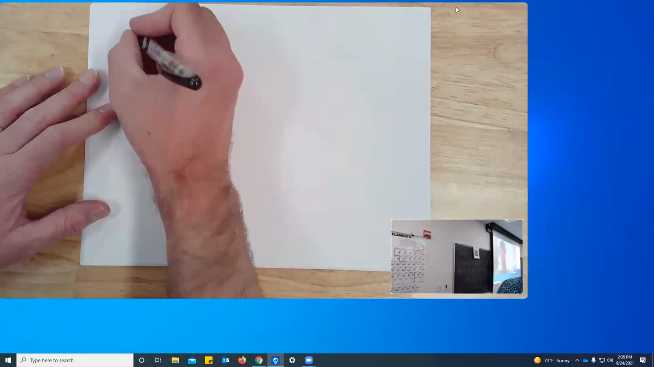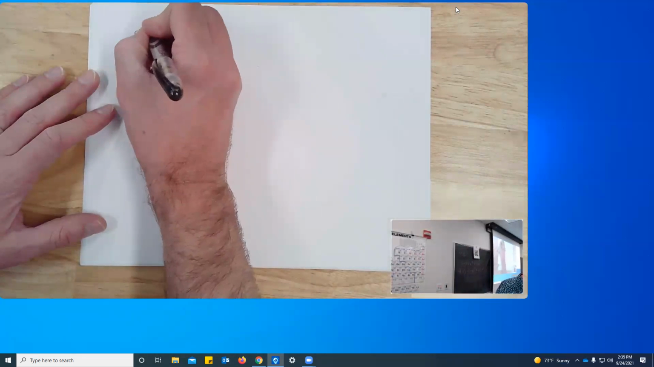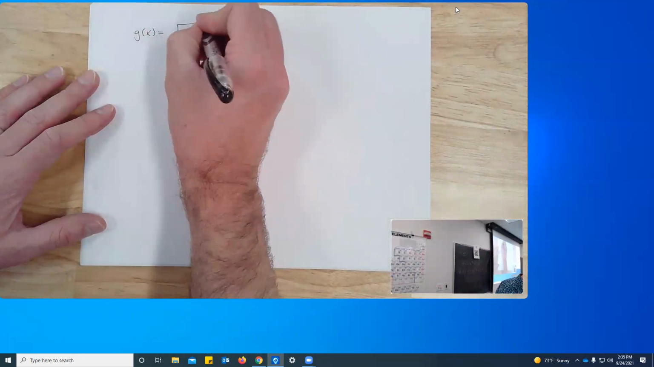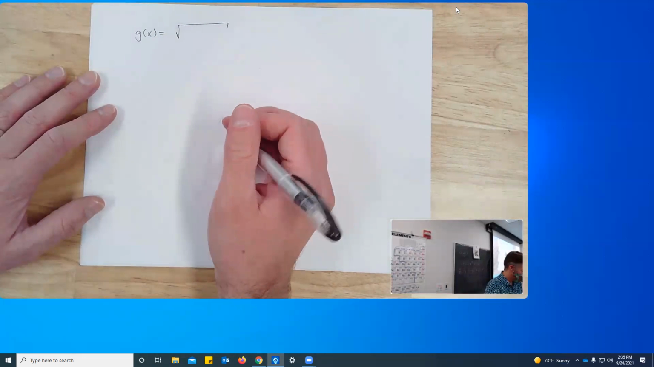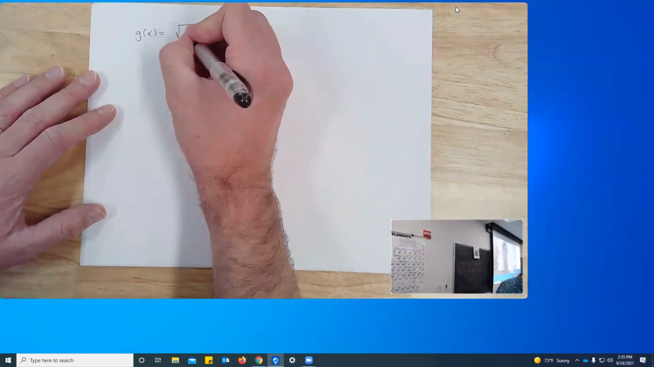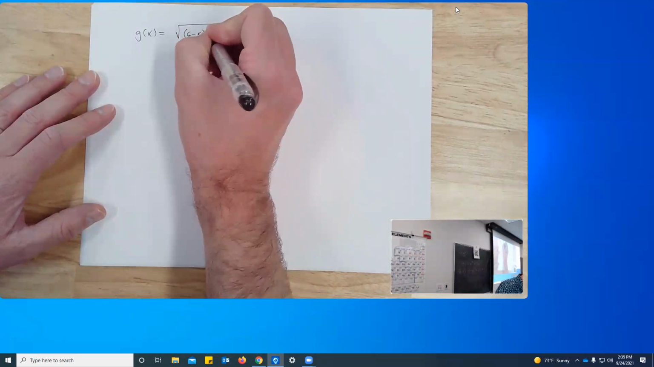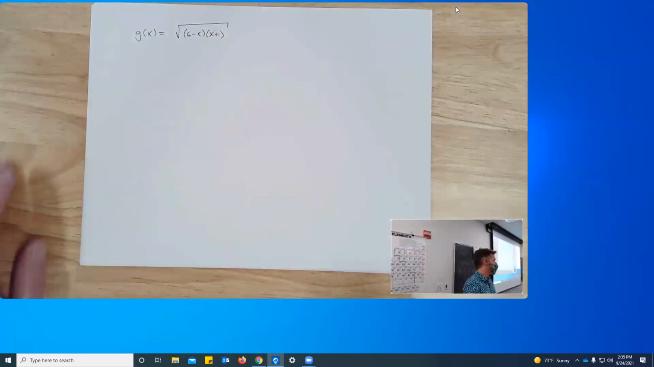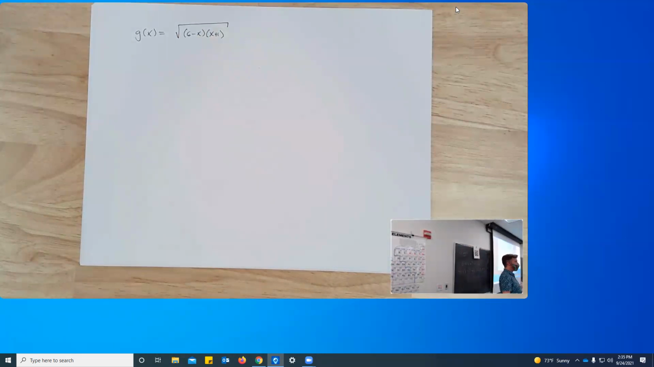Yeah, sure. So let's look at something like g of x equal to the square root of, let's just factor it, 6 minus x times x plus 1. And so one of the things we can't do is divide by 0. Another thing we can't do is take the square root of a negative number. And I should say, we can't divide by 0 because dividing by 0 is undefined. We can't take the square root of a negative number because when you do that, you get an imaginary result.